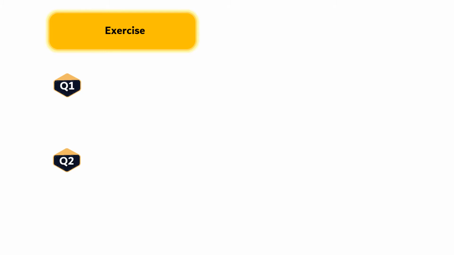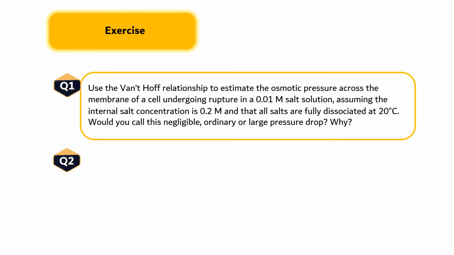Question 1. Use the Van Hoff's relationship to estimate the osmotic pressure across the membrane of a cell undergoing rupture in a 0.01 molar salt solution, assuming the internal salt concentration is 0.2 molar and that all salts are fully dissociated at 20 degrees C. Would you call this negligible, ordinary, or large pressure drop?